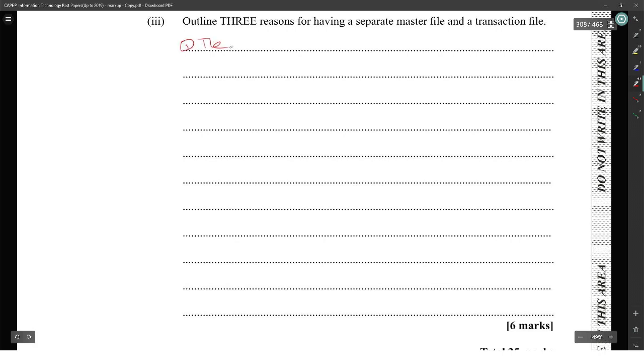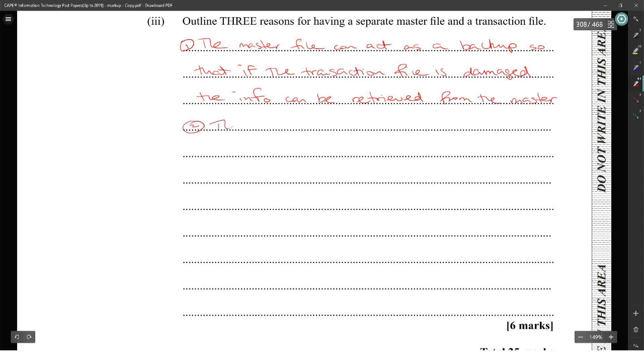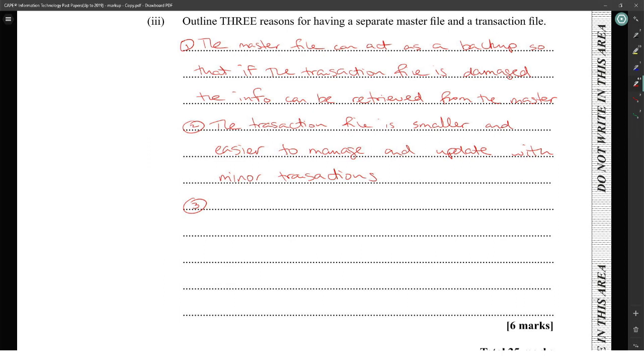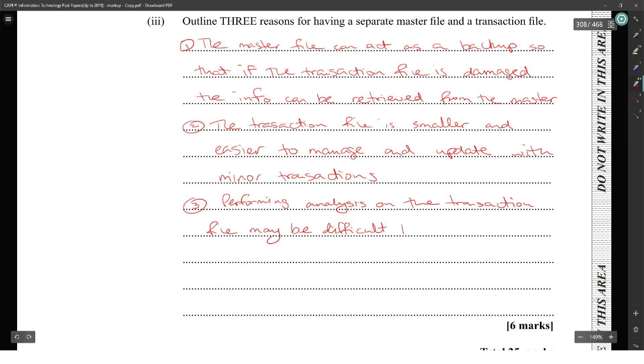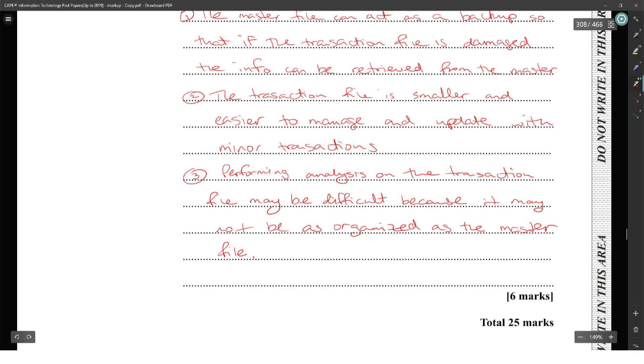Okay, one, the master file can act as a backup so that if the transaction file is damaged, the information can be retrieved from the master. Two, the transaction file is smaller and easier to manage and update for minor transactions. Three, this will be a stretch, but performing analysis on the transaction file may be difficult because it may not be as organized as the master file. The transaction file might be in serial organization, and then the master file might have a more usable organization like index sequential. Yeah, the discussion would have been tough.